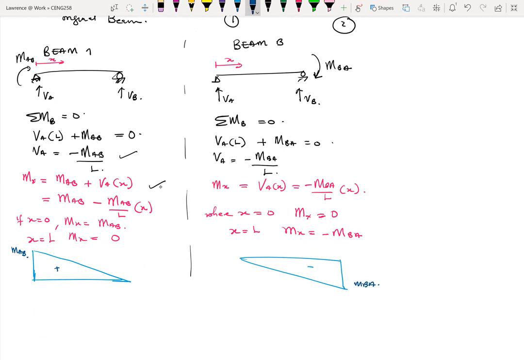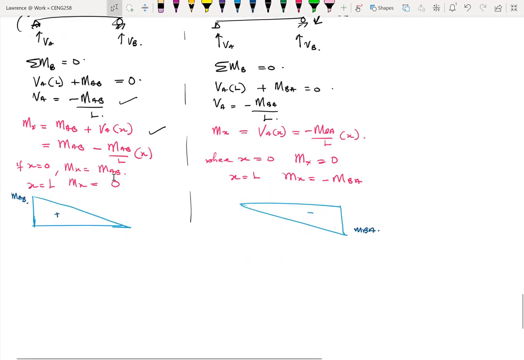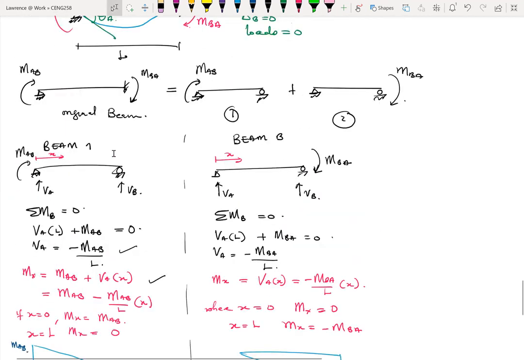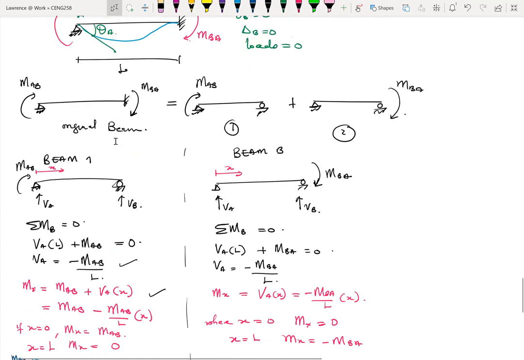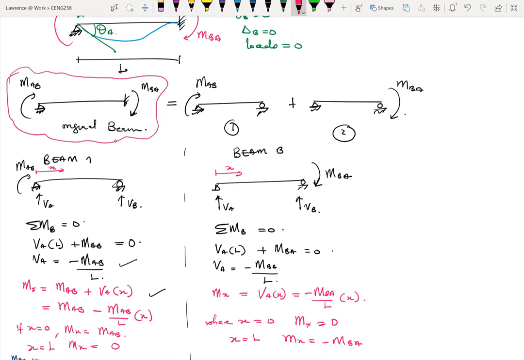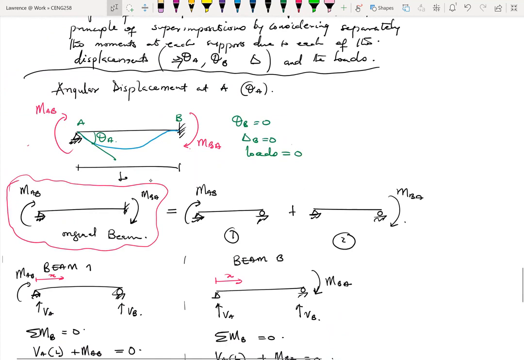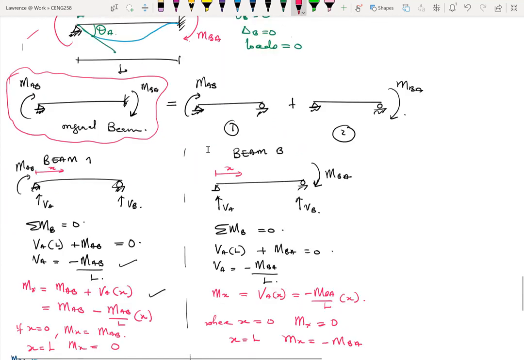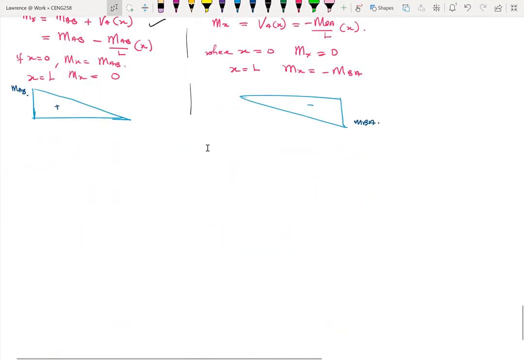Okay. So based on that, what I'm trying to do is just to draw the bending moment diagram for this particular beam right here, which is the same as the one that we are trying to solve for. Okay. So once I do that, it means that my bending moment diagram for the entire beam, if I'm using the principle of superposition, then I end up with a bending moment diagram looking like this.